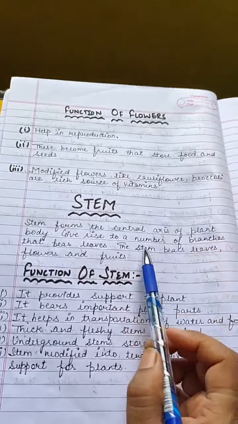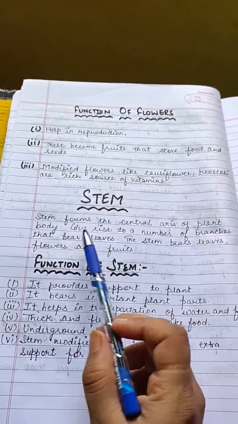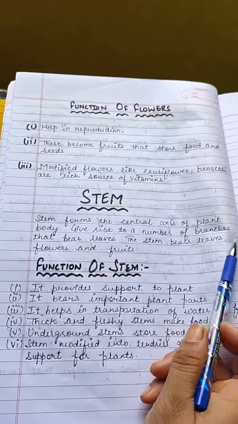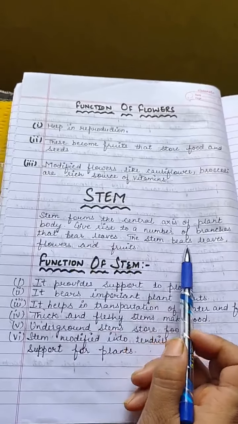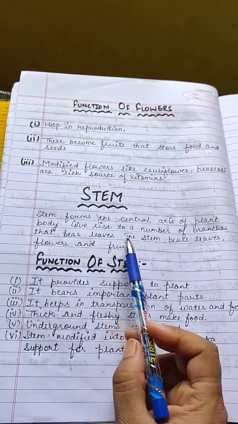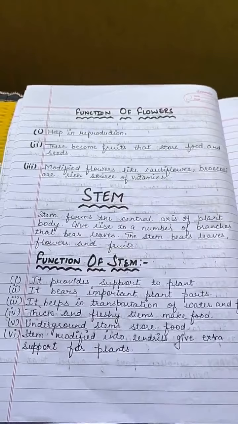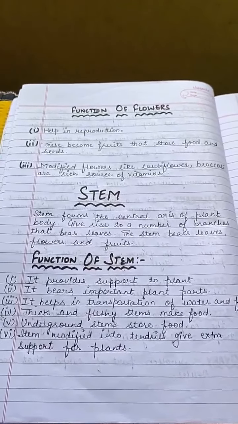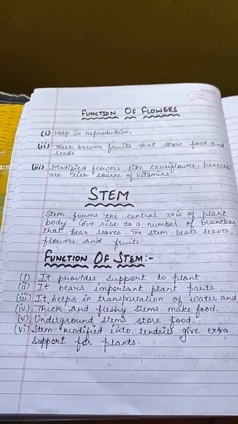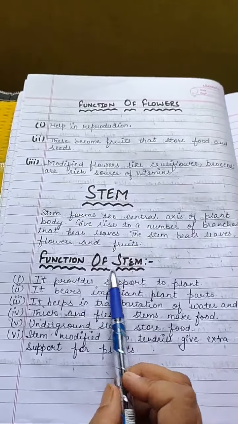So next is stem. Stem forms the central axis of the plant body and gives rise to a number of branches that bear leaves. The stem bears leaves, flowers, and fruits. So the stem is the central axis of the plant body which gives rise to a number of branches, and there are several functions of this stem.